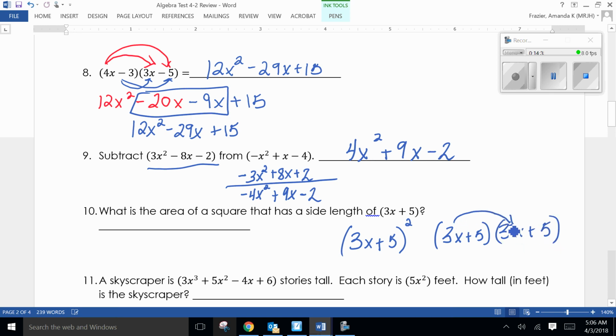So using my distributive property, I'll have 9x squared plus 15x plus 15x again, and plus 25. So combining my like terms, I'll have 9x squared plus 30x plus 25.